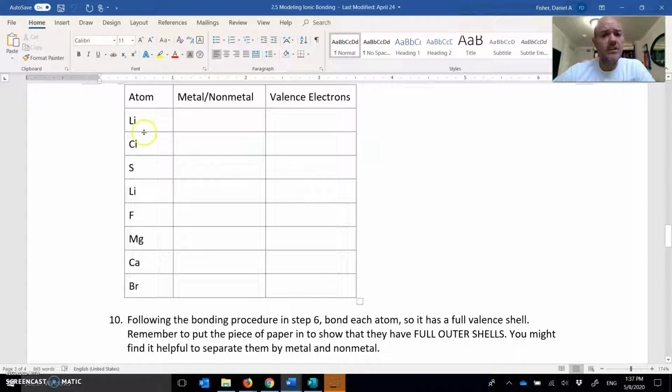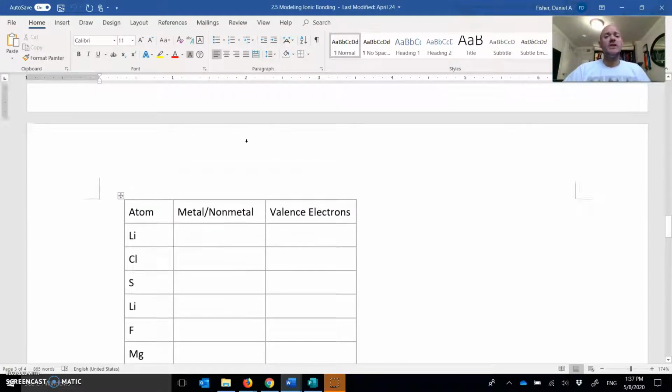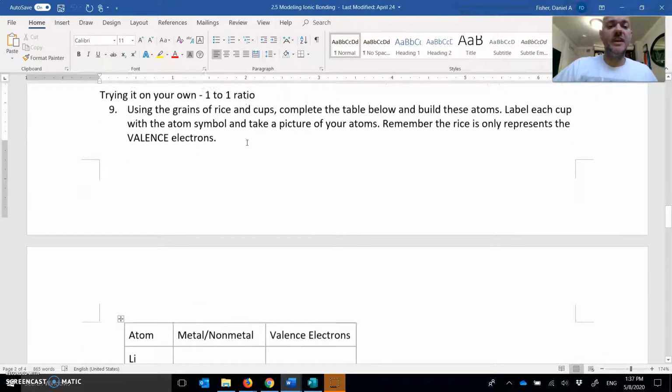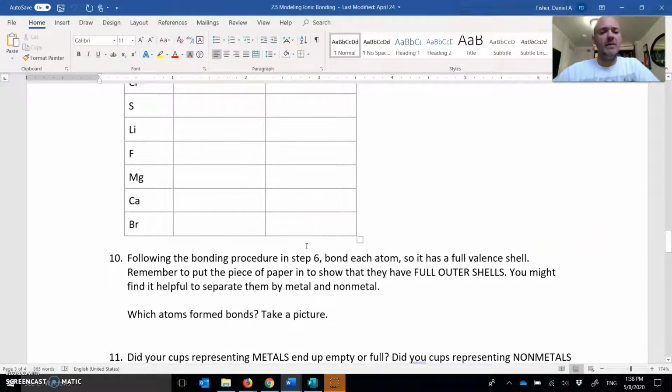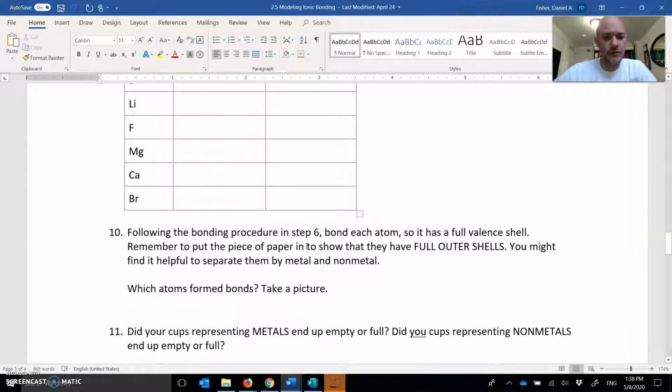All right? So will lithium combine with chlorine? And right now we're trying to make it just like we just did, a 1-to-1 ratio. So will one lithium atom and one chlorine atom combine and have both of their outer shells fill? Will one lithium atom and one sulfur atom? Will one magnesium and one fluorine? Will one magnesium and one sulfur? All right? So think about that as you're going through.